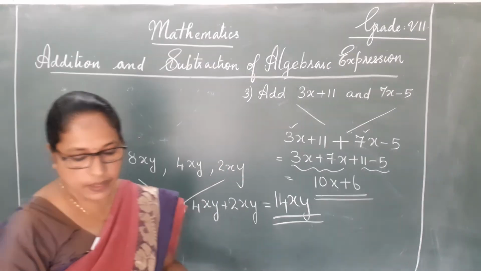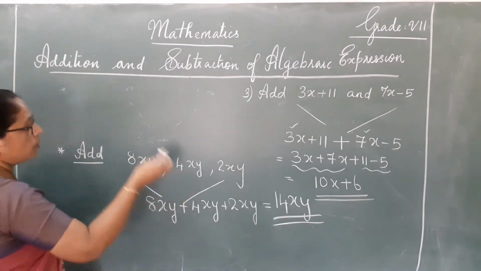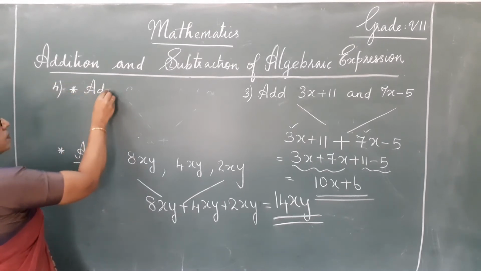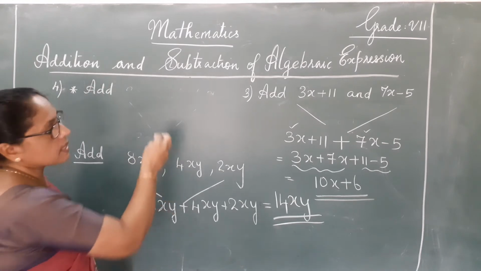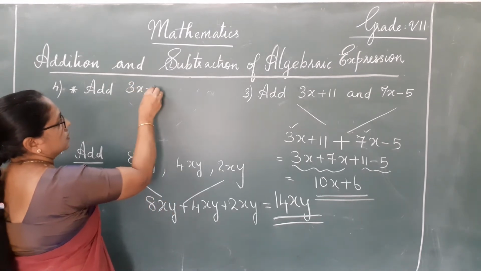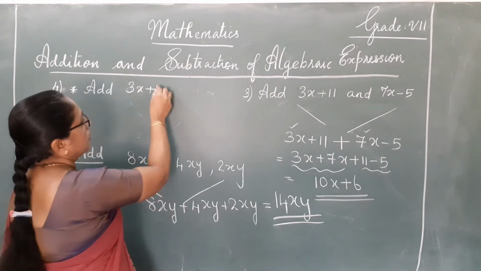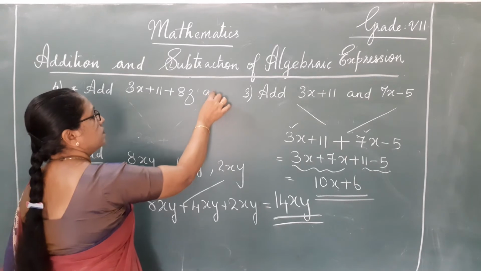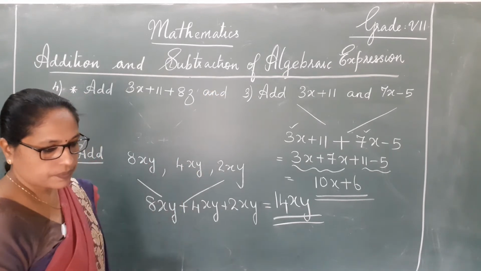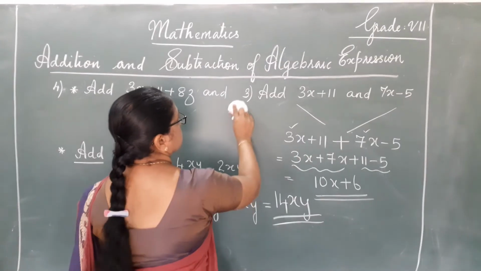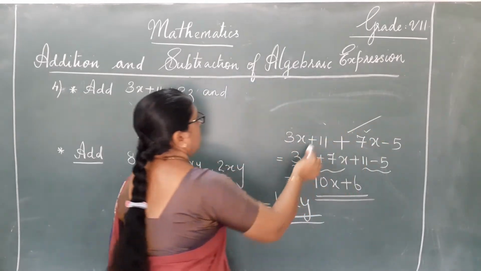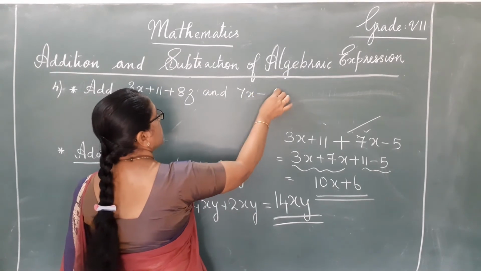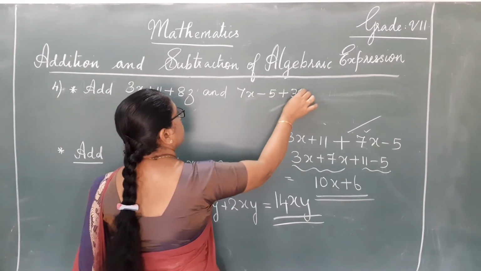Now we can see the third one. Fourth one. Add 3x plus 11 plus 8z. Okay. And 7x minus 5 plus 3z.